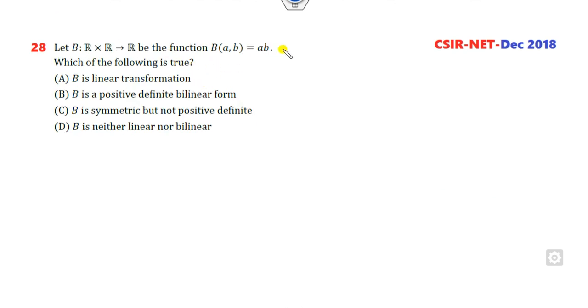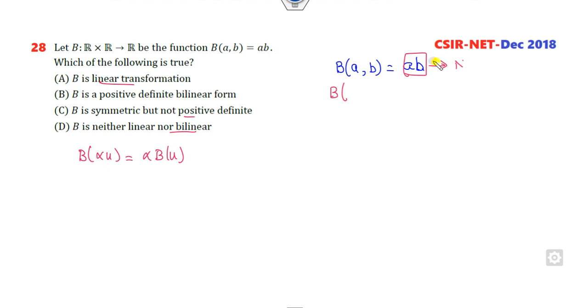Okay, next one. This is very simple because B of A comma B is my AB. Then which of the following is linear, positive definite, bilinear? What is the property of linear? We all know if you take it as this, it will be alpha times of U. Also, you can say this is degree 2, it's non-linear. Anyhow, if I take alpha A, alpha B, it is alpha square AB, which is not equal to alpha times AB. So first option is cancelled.